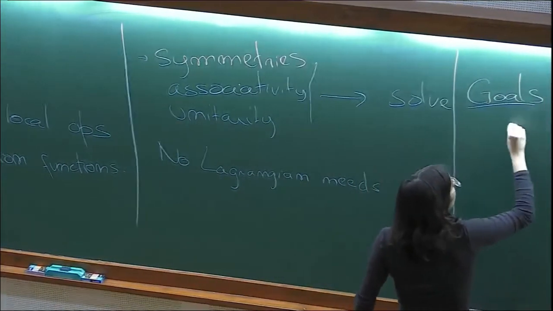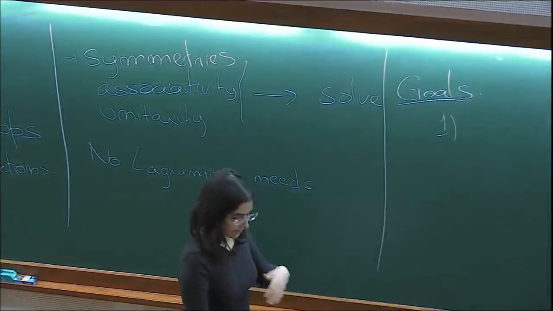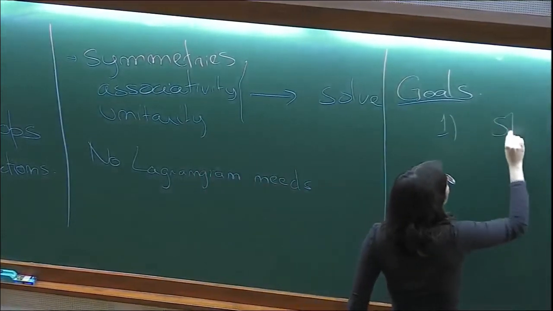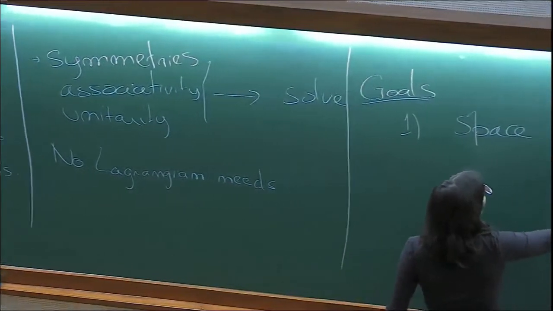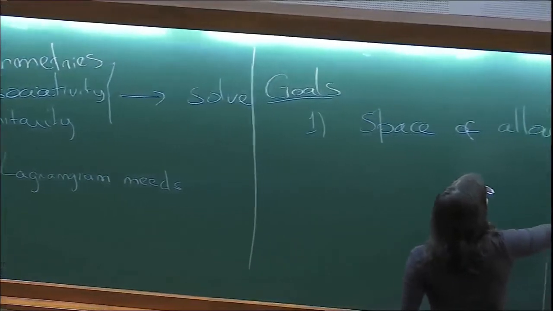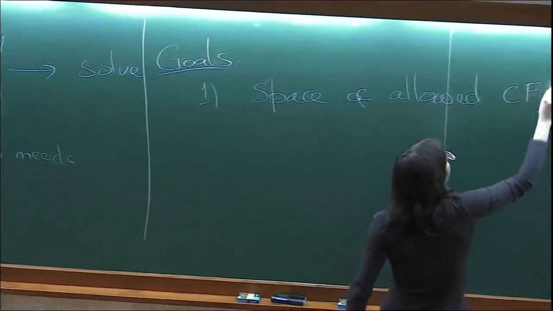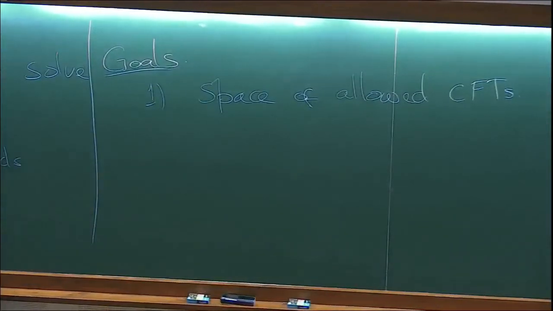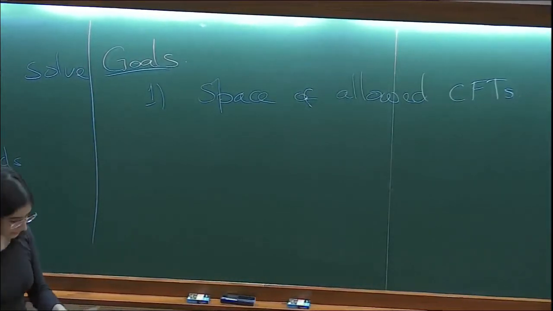A very ambitious goal would be, can we classify what is the space of all allowed conformal field theories, or superconformal field theories? So for example, you could ask how many CFTs are there in 3 dimensions with a Z2 symmetry and a Z2 even and a Z2 odd operator. We know of an example, the Ising model. Is this everything? Is there any other theory that has this?